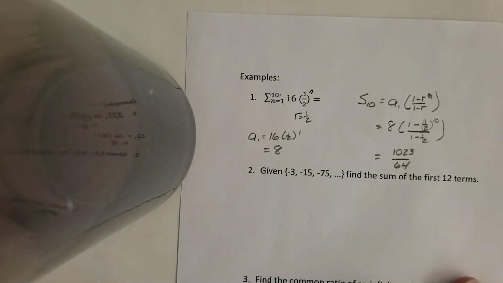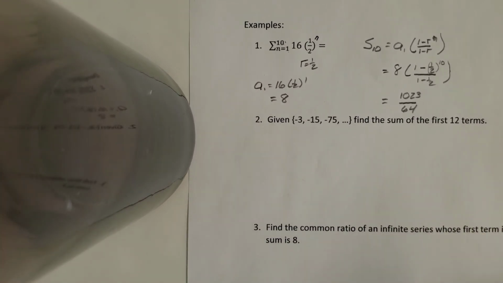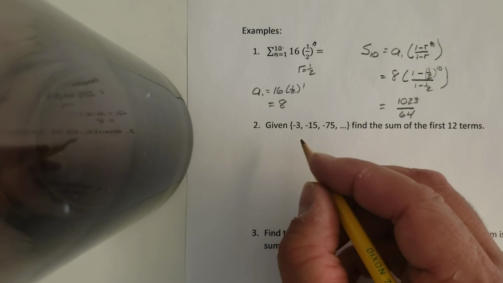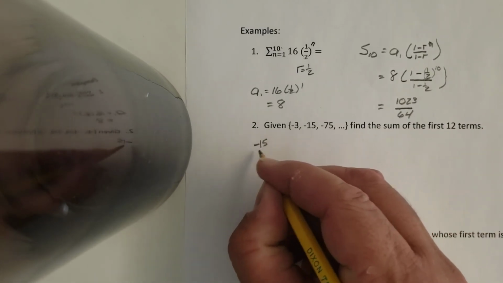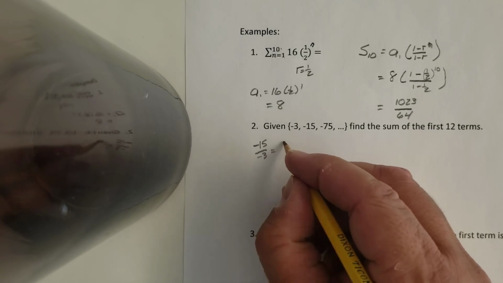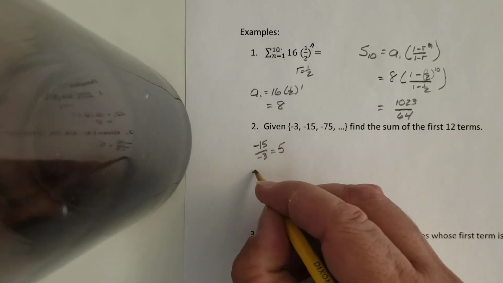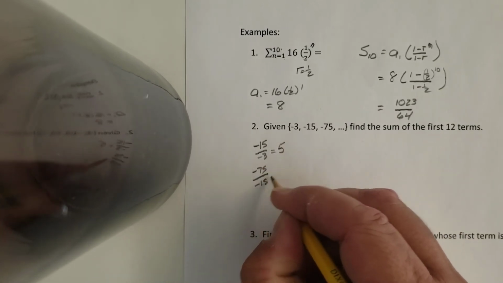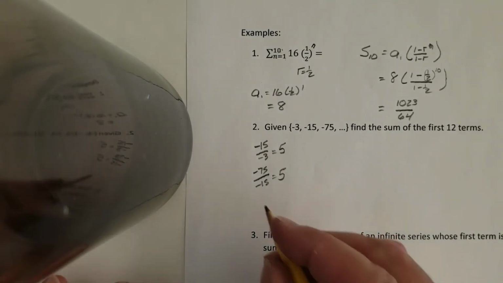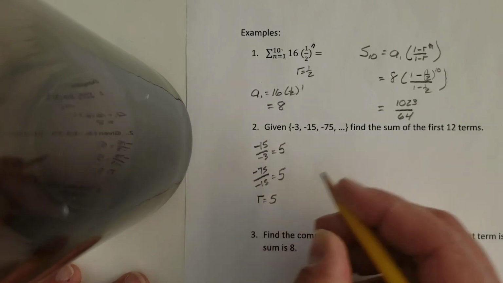All right, the next example. Find the sum of the first 12 terms, and I've only given you 3. Okay, we have to find our ratio, and in order to do that, we divide. -15 divided by -3 is 5. -75 divided by -15 is 5. So it all checks. We've got a ratio of 5.